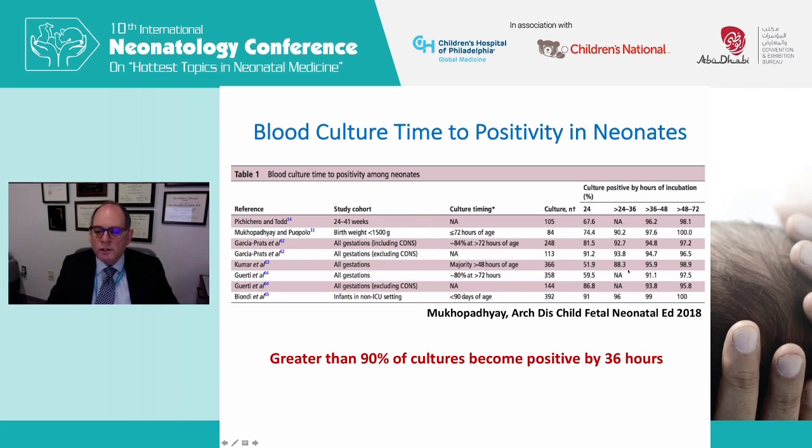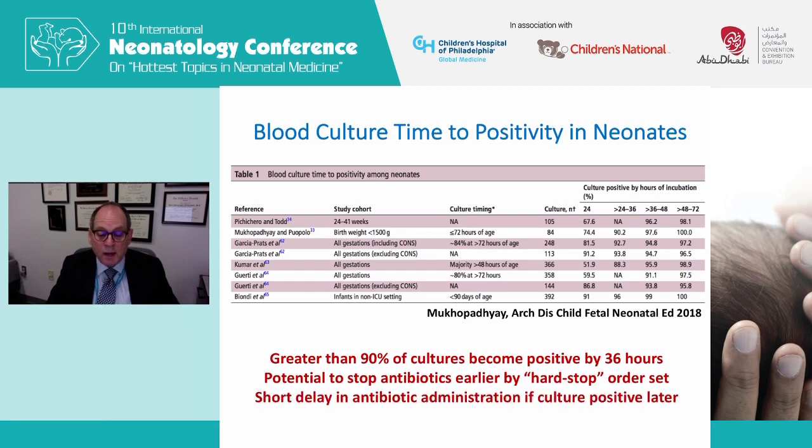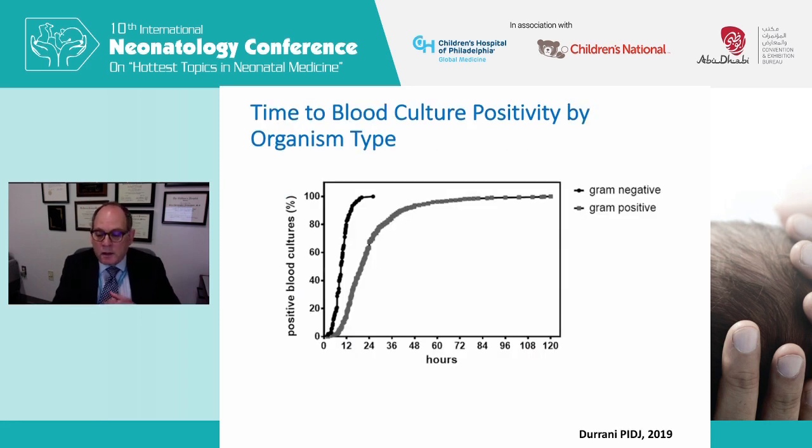And so pretty much across the board, 36 hours gives you a 9 out of 10 that the culture is going to be positive, you're going to see it. And this gives us the ability to potentially stop antibiotics earlier by what's called a hard stop order set, which can be built into a computerized order entry or into written orders just to institute a stop. And if you do stop antibiotics at 36 hours, for example, and the culture does subsequently come back positive, that would give you a very short delay in antibiotic administration if the culture did come back positive later than 36 hours. And this is another example of blood culture time to positivity by organism type.